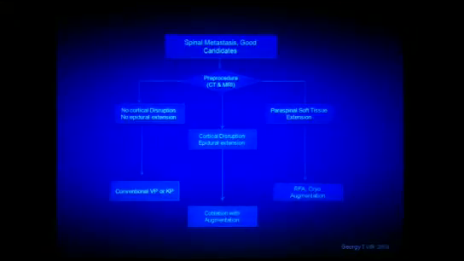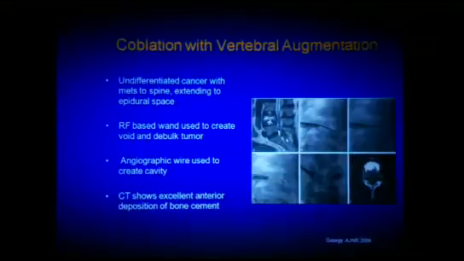For those patients that have a paraspinal soft tissue extension that may be amenable to radiofrequency or cryoablation, we will ablate those and perform subsequent vertebroplasty or kyphoplasty. For other patients who, as I've just mentioned, have cortical disruption or epidural extension, we can do a coablation with vertebroplasty or augmentation. Here's an example of coablation with vertebral augmentation.